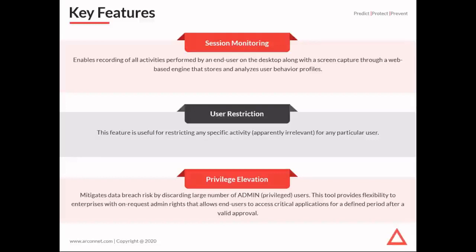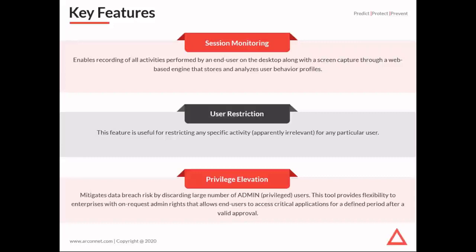What are the key features of Arcon UBA? Let's talk about feature one, that is session monitoring. The agent that is sitting on the end user machine will capture each and every record of the activities done by the end user in the form of text recording as well as in the form of a video. So for example, if Sankalp is logging into the machine at 9 a.m. in the morning, he opened Google Chrome.exe, navigated to gmail.com, facebook.com, twitter.com, youtube.com, etc.